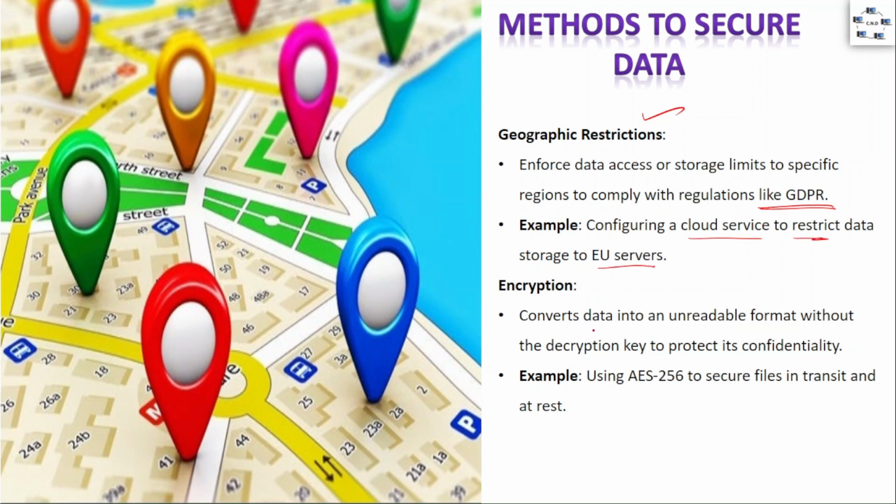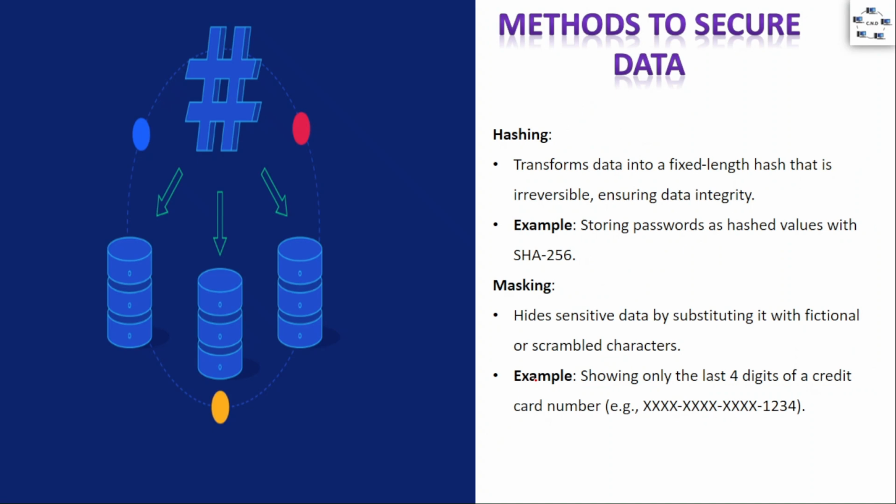Encryption converts data into an unreadable format. So encryption is another method to secure data. Now we are talking about different methods to secure data. The first one is that you can restrict data to a specific region. Second is encryption, which converts data into an unreadable format without the decryption key to protect its confidentiality. An example includes using AES-256 to secure files in transit and at rest or at storage.